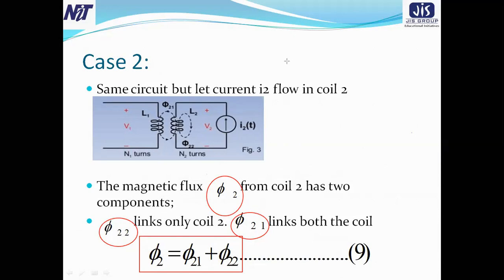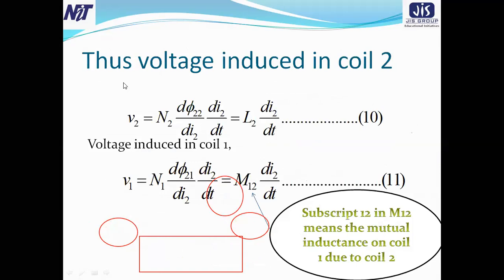Same as before. Go to the next slide. Thus the voltage induced in coil 2: what will be the equation? V2 equals N2 dφ22/di2 di2 dt. Here dφ22/di2 equals L2. No problem with this; we already derived and proved this in previous slides.